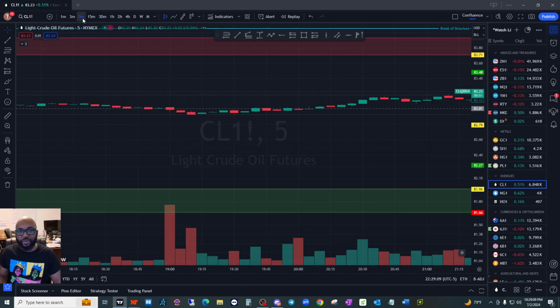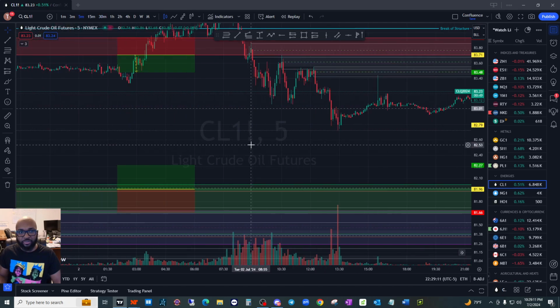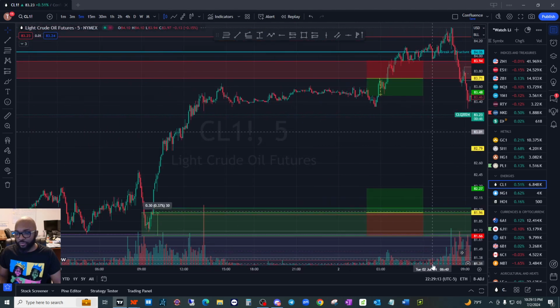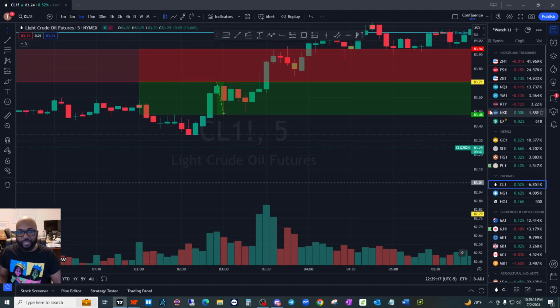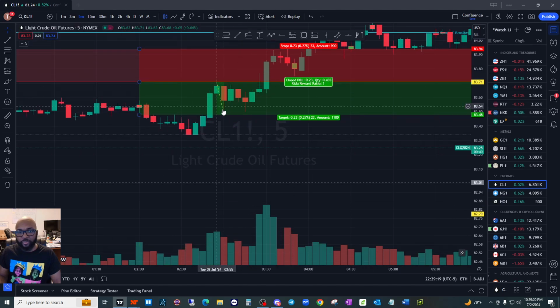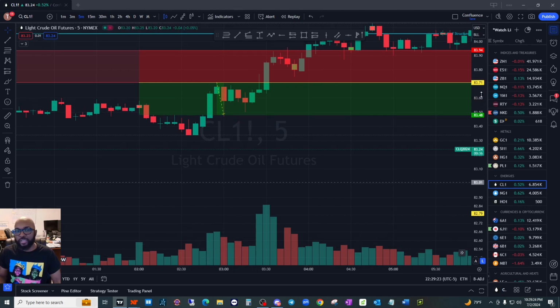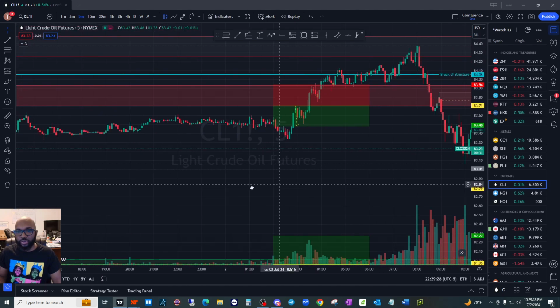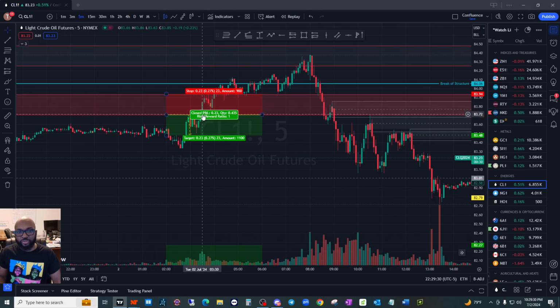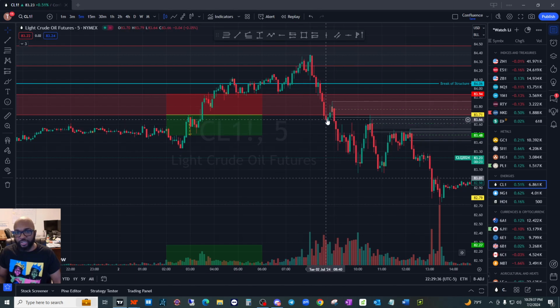Let's drill down to a 5 to see how it actually played out. So if you went for a 1-to-1, on the 5-minute, it tapped it, bam, it got you out at exactly 1-to-1. So that was a winner if you took the crude oil short. If you took the breakout on it, you got at least a 1-to-1, before it finally came back and took out the stop if you took it the other way.